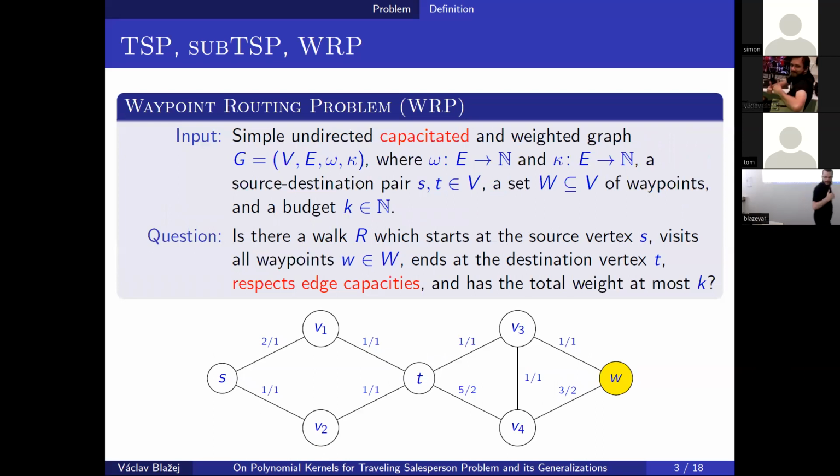And one more step. Adding to this, we can add capacities to every edge, which limits how many times we may traverse the edge. In this case, the capacities are only 1 and 2. Still, we have some waypoints, and we do not need to visit every vertex. We'll go here to the waypoint, but we may not use the cheapest edge back because it has only capacity 1. So we must go back through this costly edge. And if we went here, again this has low capacity, so we couldn't use it. So we'll go back with this path, paying 8 instead of only 2. So this is the most general problem we will study, and that's the waypoint routing. I will refer to this many times, I will remind you.